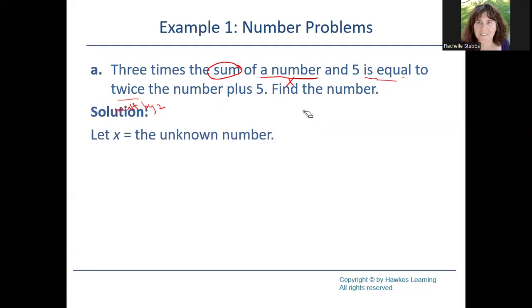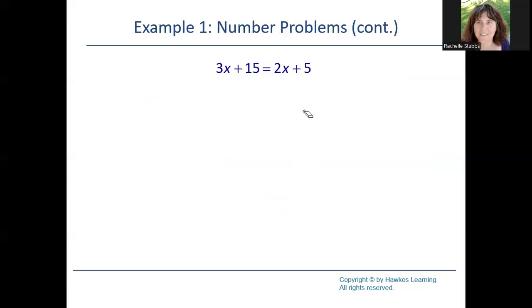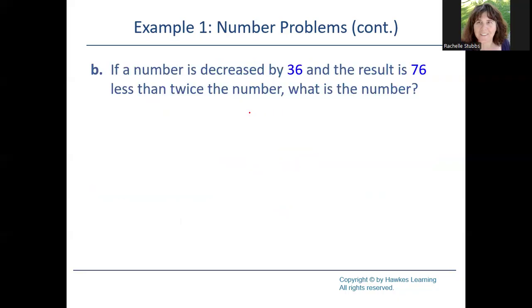First, let x be the unknown variable. So 3 times the sum of a number and 5 is equal to twice the number plus 5, and we put those together. And now we're going to solve. I'll subtract 2x from each side, and I'll subtract 15 from each side. And I get x equals a negative 10. And then I can check that the number is a negative 10.